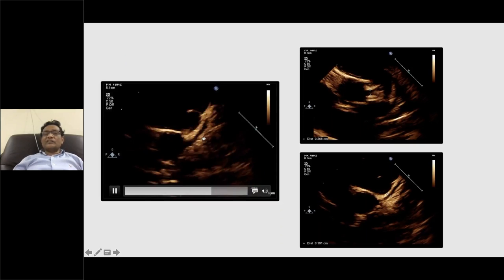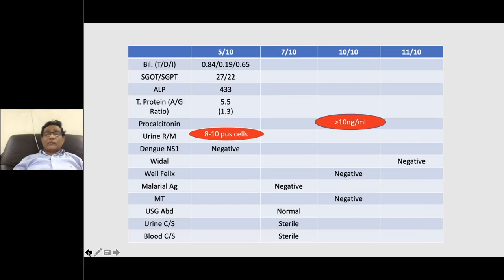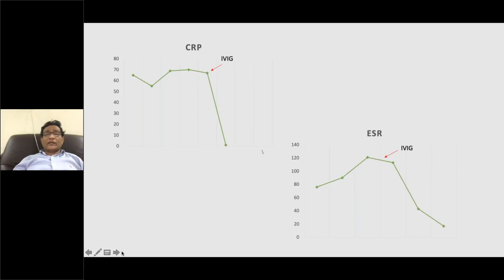The echo is normal. You can see the coronary arteries are normal, just a mild dilatation and a little bit of reduced tapering. Otherwise, it's absolutely normal. If you don't treat this condition, there is potential danger of developing coronary aneurysms. Once you give IVIG, the first thing we see is reduced irritability. Irritability will come down. Second, fever will come down. Third, CRP will come down, and ESR will take at least 1 week to come down to normal.